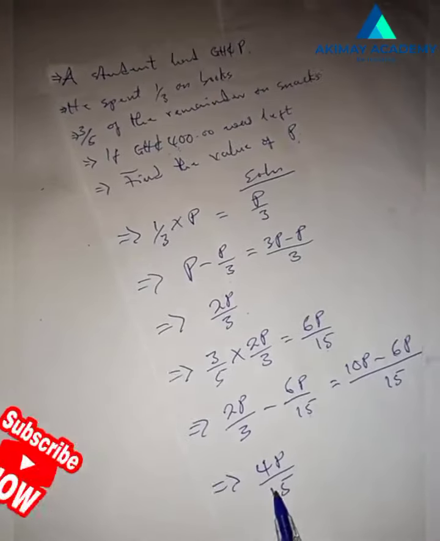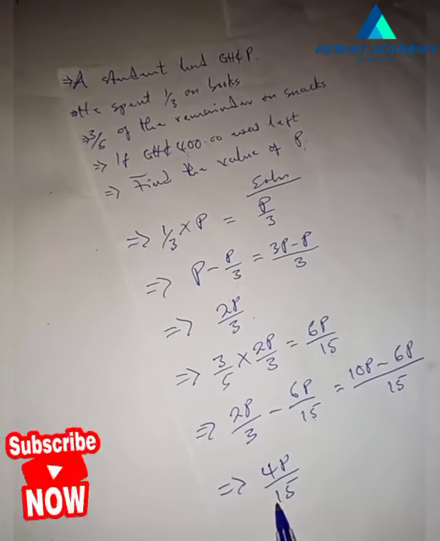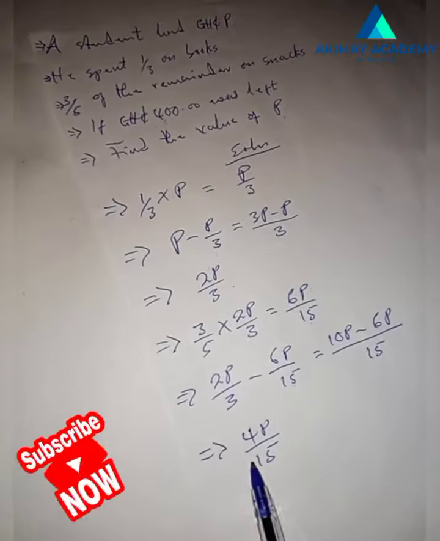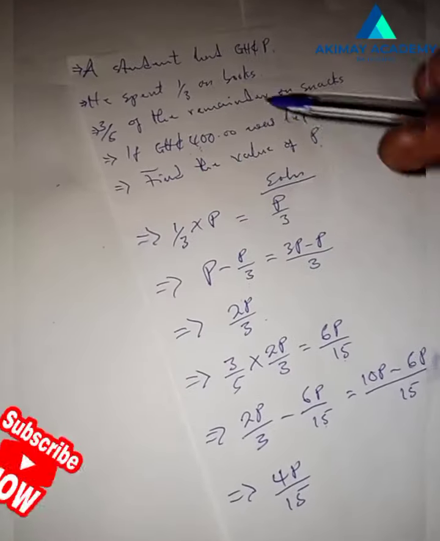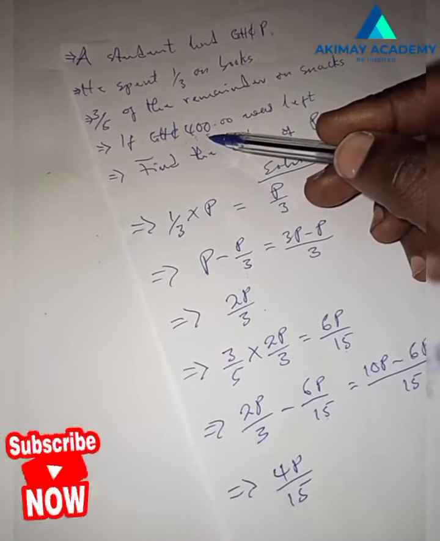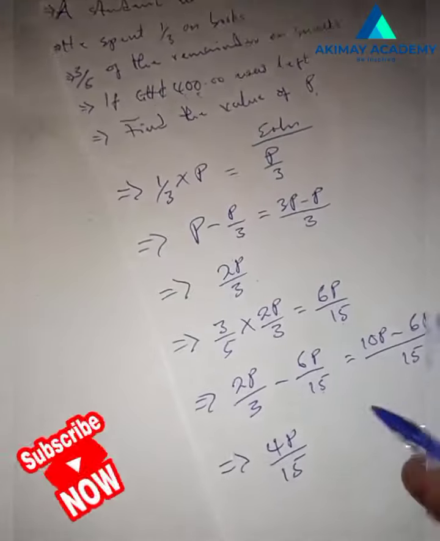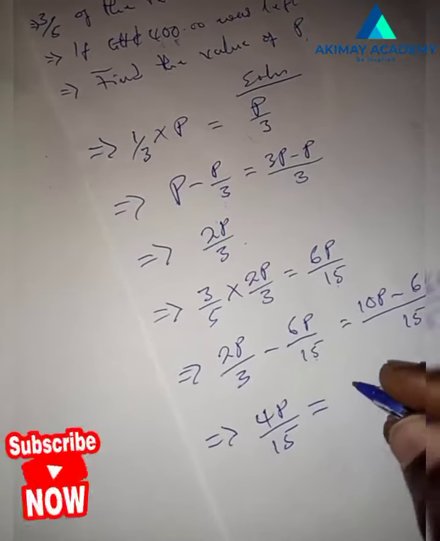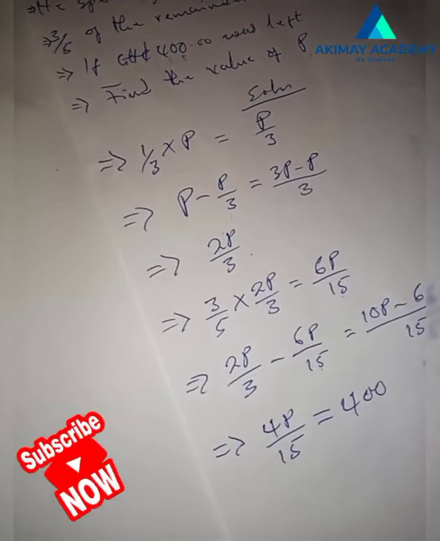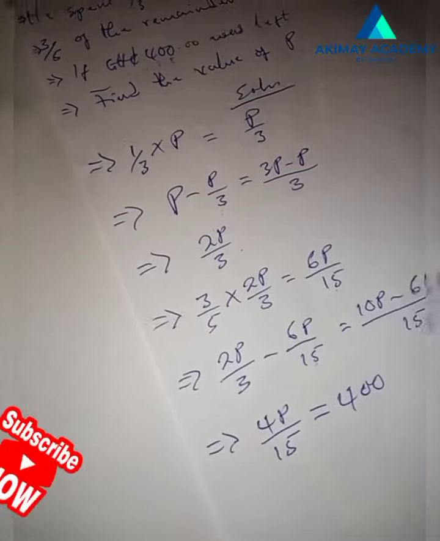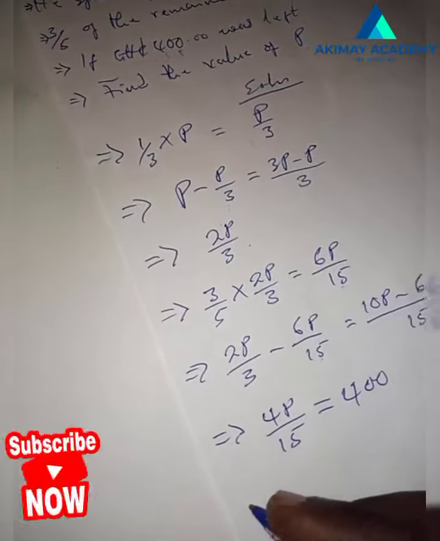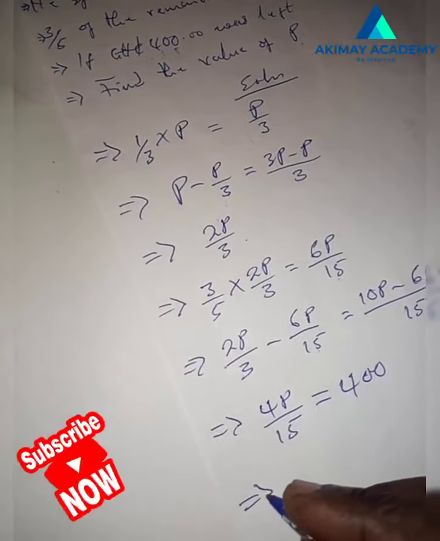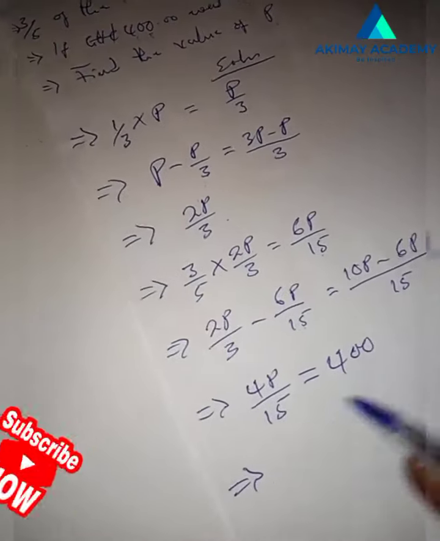So this is the remaining fraction. If this is the remaining fraction over here, then this remaining fraction is equal to the amount of money which was left, which is 400 cedis. So the remaining fraction over here is equal to 400 cedis. Then we can do the calculation over here and have our p. So you can see that you do cross multiplication.